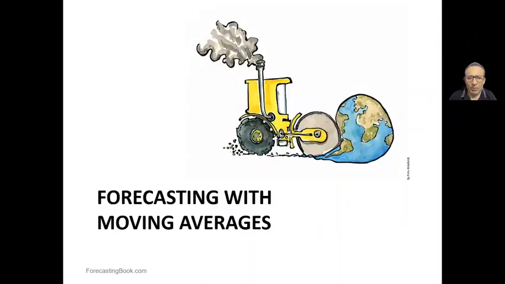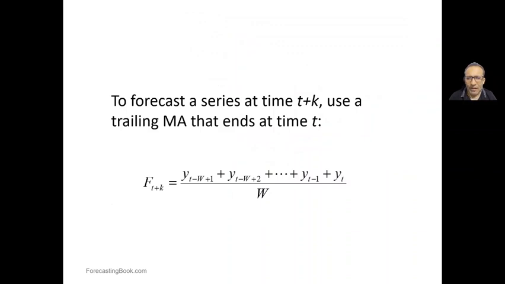So, how to forecast with moving averages? To forecast a series at time t plus k, use a trailing moving average that ends at time t. We already covered this in the previous step, and why we have t minus w plus 1, we covered in the previous slides. The only thing we are changing here is that we have F at t plus k, which is the forecast. It's not just t, it's plus k, because k is the number of periods that we want to forecast. So F at t plus k equals y at t minus w plus 1, y at t minus w plus 2, etc. It's exactly the same.